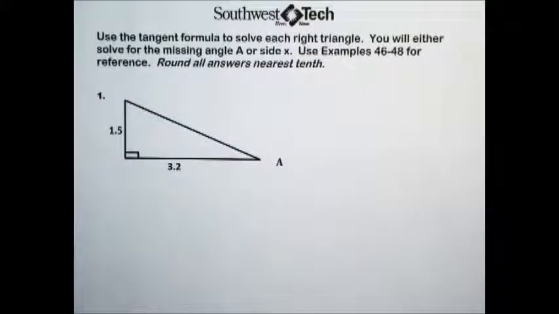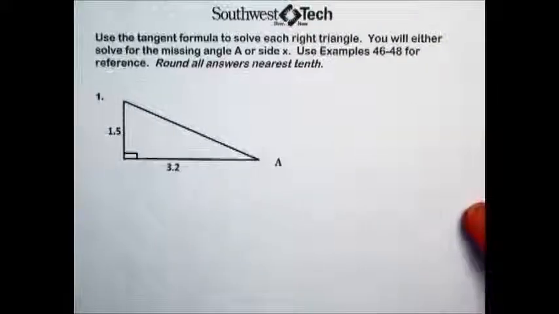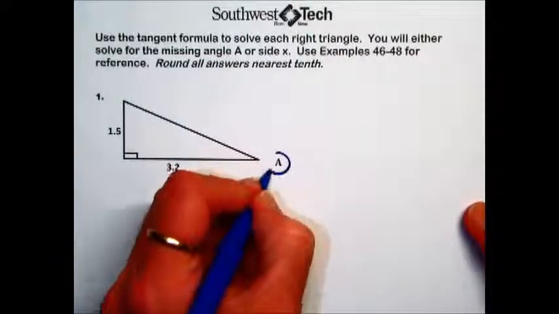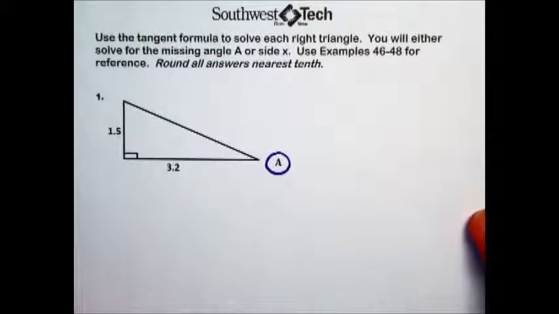Practice set 15. Use the tangent formula to solve each right triangle. You will either solve for the missing angle A or side X. Problem number 1, we're looking for angle A. We'll use that as the reference angle.